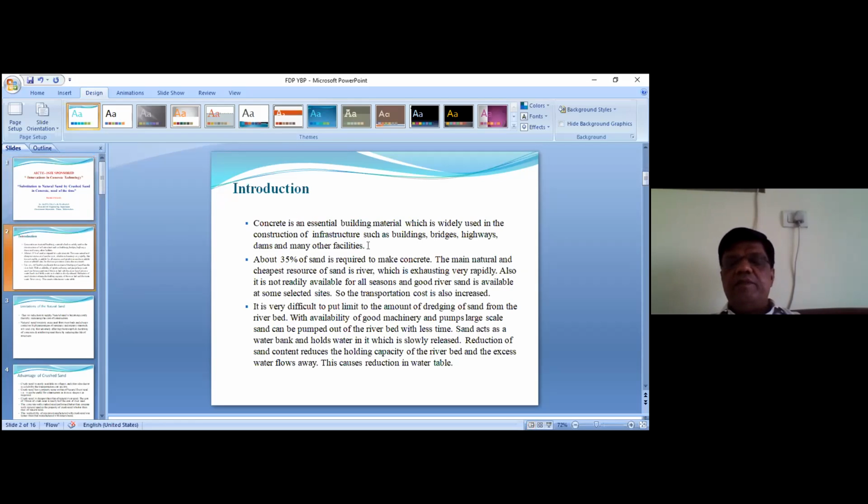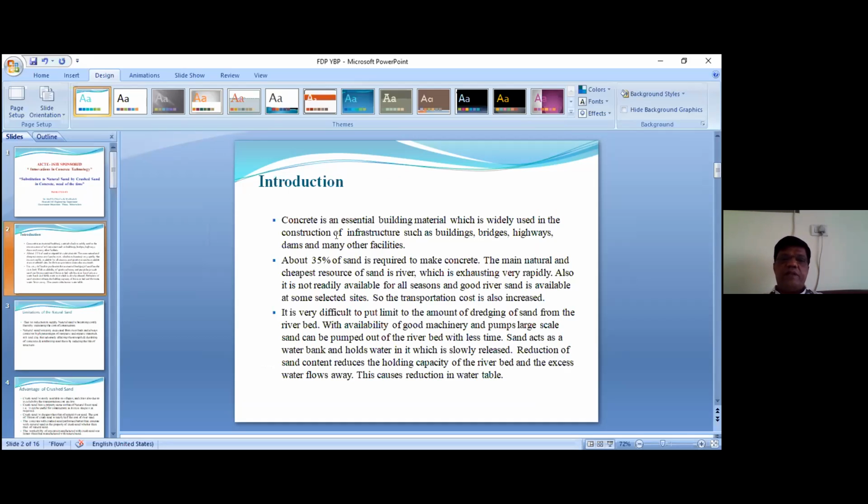Concrete is an essential building material, widely used in the construction of infrastructure such as buildings, bridges, highways, dams, and many other facilities. The current government also has mass infrastructure projects going on all over the country, and they require a lot of concreting work. In that concreting work, about 35% sand is required to make concrete. The main natural and cheapest source of sand is the river, which, due to high demand, is exhausting very rapidly. Also, it is not readily available in all seasons, because in the rainy season there is a ban by the collector office, so we can't lift the sand for environmental reasons.